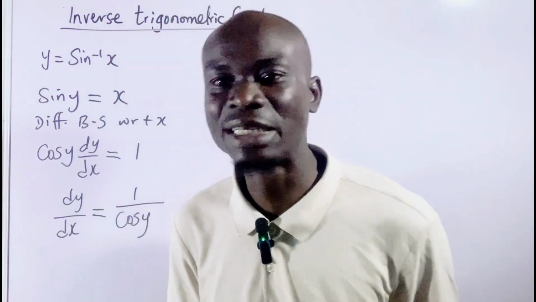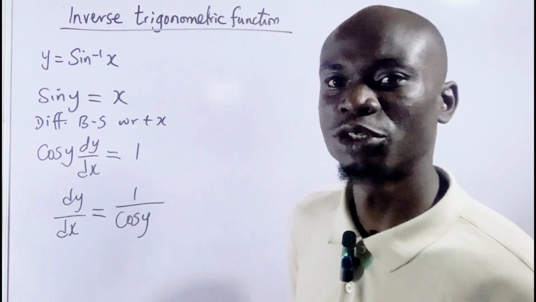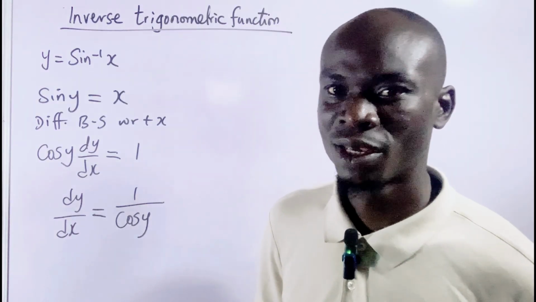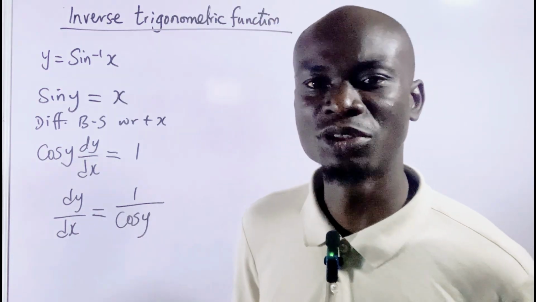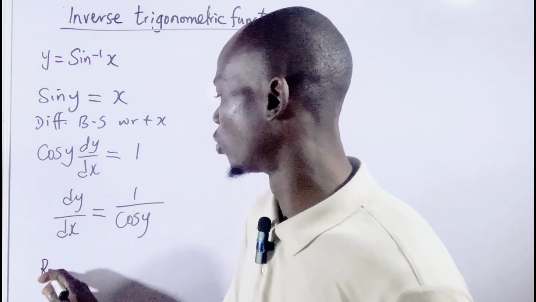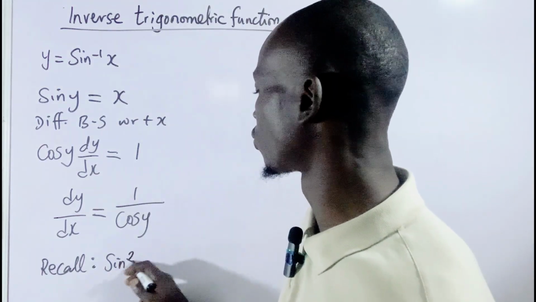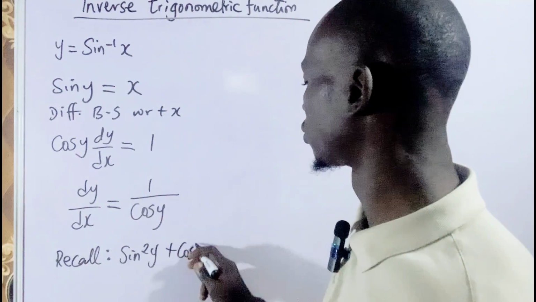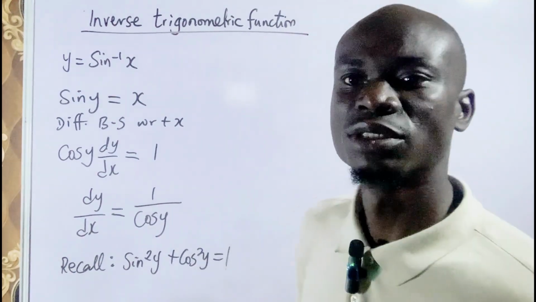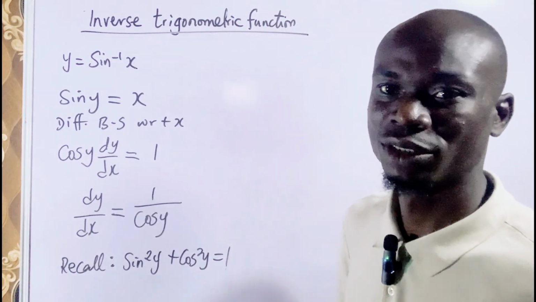It would have been so interesting if this is where we'd stop. But no, I need to remove y from this expression. And that will take us to our trigonometric identities. Among the basic trigonometric identities, there's one that relates cos and sine. Let's quickly recall it. It says sine squared y plus cos squared y is 1. This identity says sine squared theta plus cos squared theta is 1.